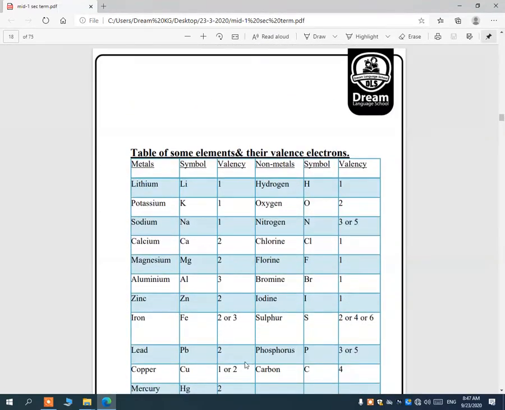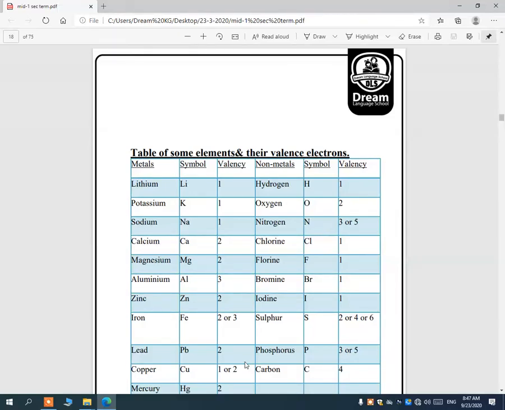So you have a table of some elements and their valence electrons. You have to remember this table very well because it's very important. In this table, we have the metals and nonmetals with their symbols and their valencies. So first, let's talk about the metals and their valency.